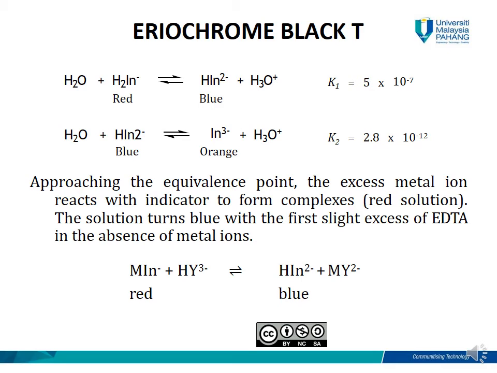So this is the functionality of the indicator: to give us an observation to easily determine the endpoint, or equivalence point. When approaching the equivalence point, the excess metal ion reacts with the indicator to form a complex. So it will change to a complex, and the color will change from red to blue.